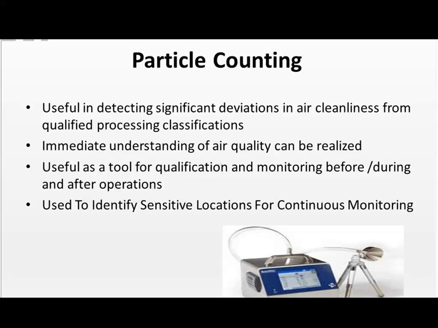Our particulate counting is, again, for non-viables. It is checking simply for the particulates in the room. It's useful for detecting significant deviations in the cleanliness from qualified processing classifications. When we've had this done, we want to monitor the area. Particle counting gives us an understanding of the air quality of the particles in the air and what we're generating also during our manufacturing process.